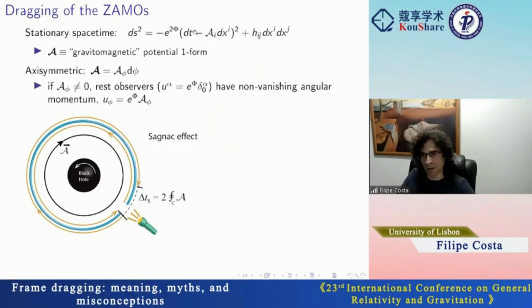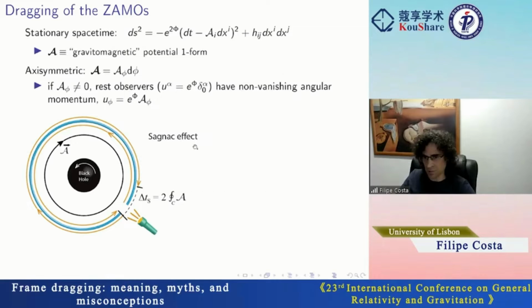So consider the line element of an axisymmetric stationary spacetime. Whenever this off-diagonal element here is non-zero, then the observers at rest in this coordinate system will have a non-zero angular momentum, and the value per unit mass is given by this expression here. And this will manifest in some effects.